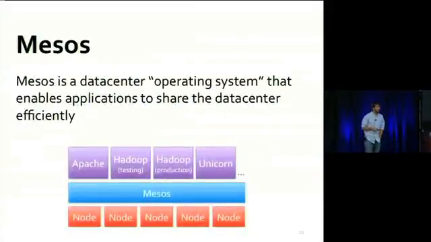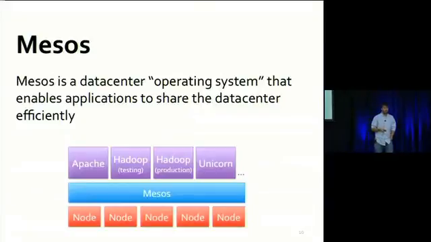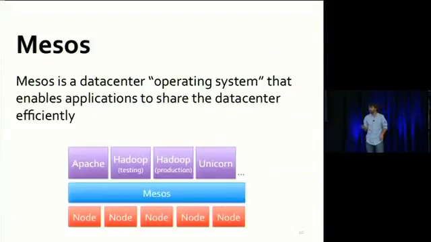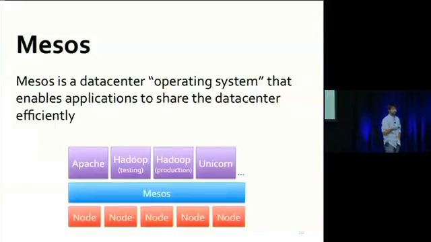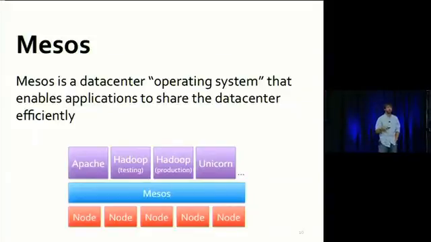Okay, so to solve this problem, we've built something called Mesos. And the right way to think of it is it's kind of like a data center operating system. Notice operating system in quotes here. That really enables applications to share the resources in a cluster efficiently. So Mesos sits above all the nodes, and you can imagine that you're running your Apaches, multiple versions of Hadoop, unicorns, etc.